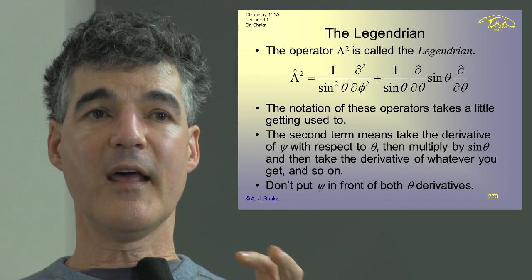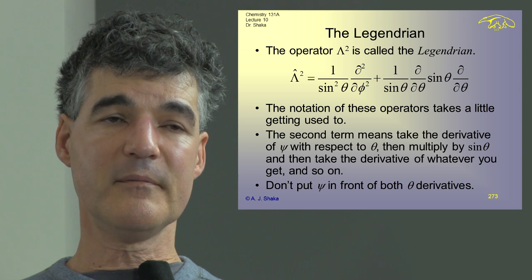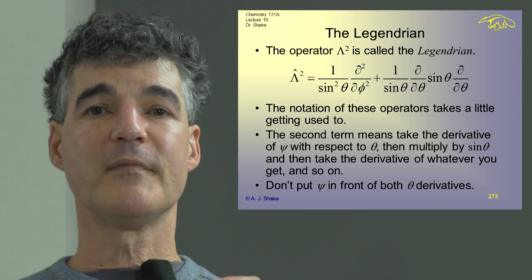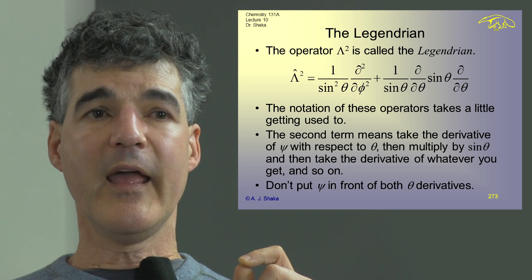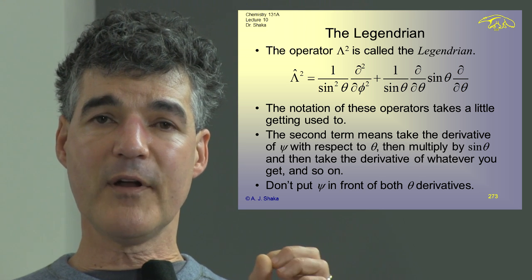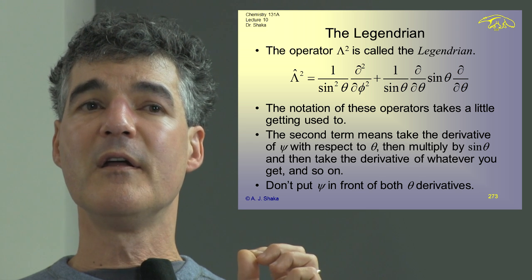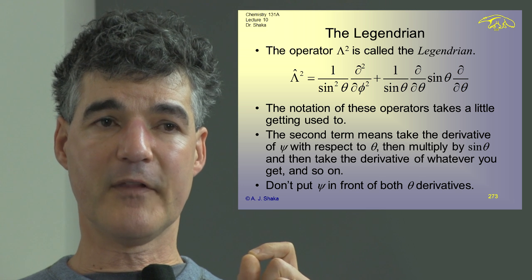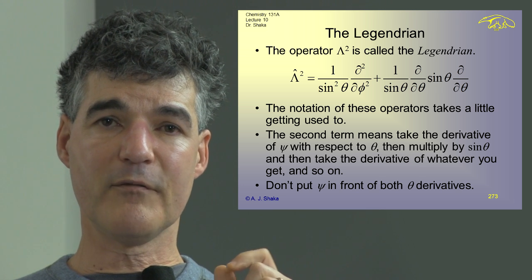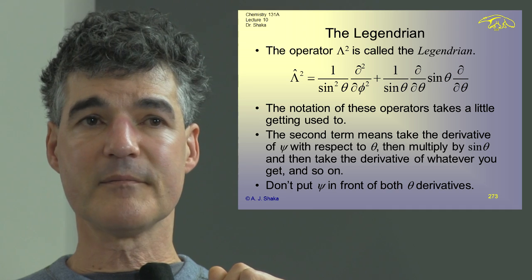This thing, lambda squared, is called the Legendrian. It's very famous, the Legendre polynomials and so forth. And as I said, the operator takes a bit of getting used to. Only put the wave function on the right. Be careful about that. Don't put psi in front of both those derivatives.